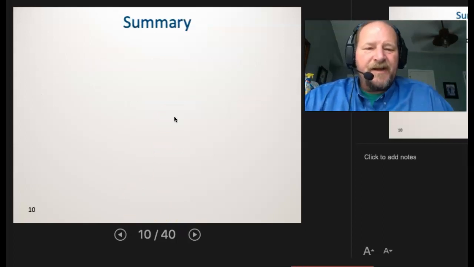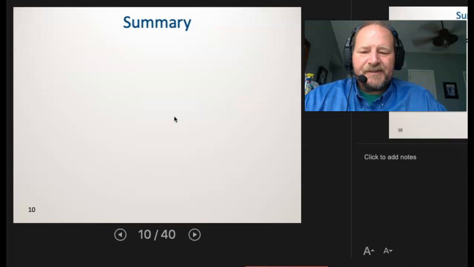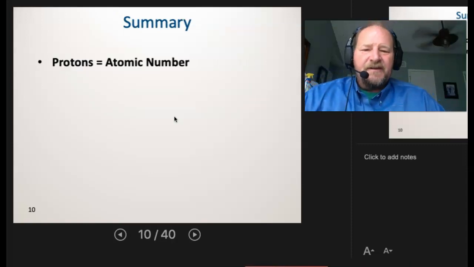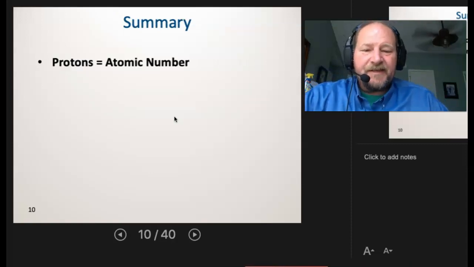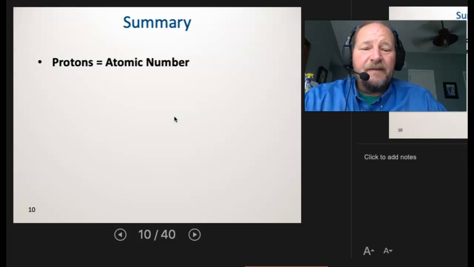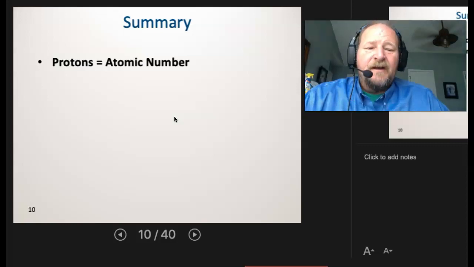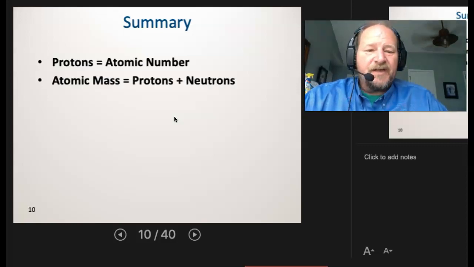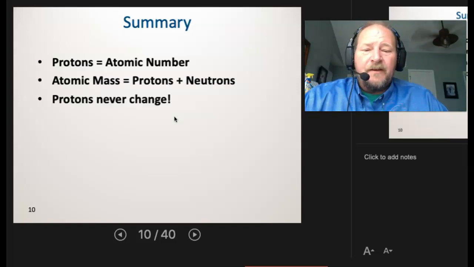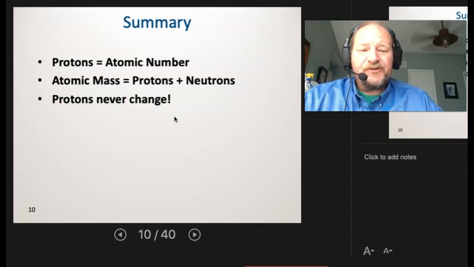So again, just to reiterate, what do you need to pull out of these units? Protons equal the atomic number. And if you're feeling like this is redundant, it's because it is. This is like the 4th time you're going to see these slides in here because it's important. You have to get these pieces down in order to move forward. Atomic mass is equal to your protons plus your neutrons. Your protons, with the exception of nuclear chemistry, will never change. So carbon will always be carbon unless it's a nuclear change.